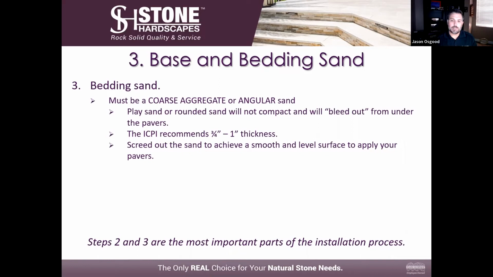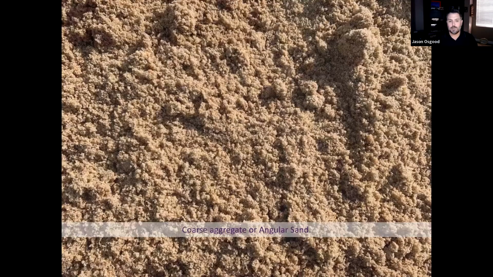That angularity of the sand, when you lay it down and you screed it out, will help its compaction. It'll help lock that sand in. If you use a rounded or a play sand here, when you put those pavers down over time, that sand will bleed out from underneath that paver, and those pavers will sink. So again, here's a picture of the angular sand and the coarse aggregate sand that you need for proper installation.